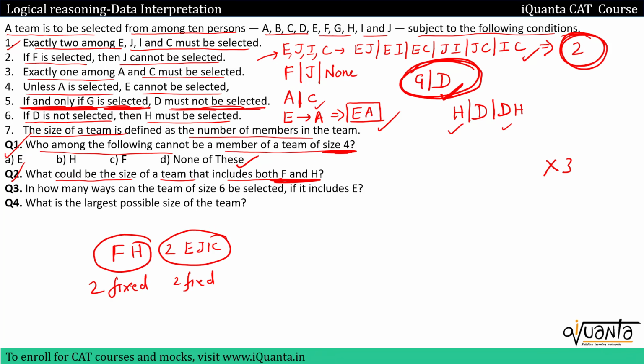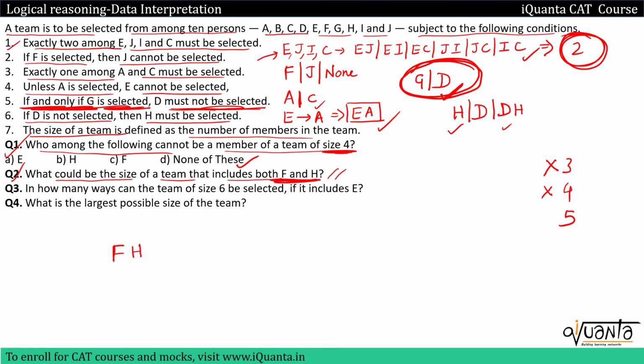These 2 are also fixed, and I have to select 1 out of GD. So 1 out of these 2 is definitely fixed. So a team can have a minimum size of 5 in which F and H are present. A team of size 4 also is not possible when F and H are both in the team. Now we'll check for a team of size 5.